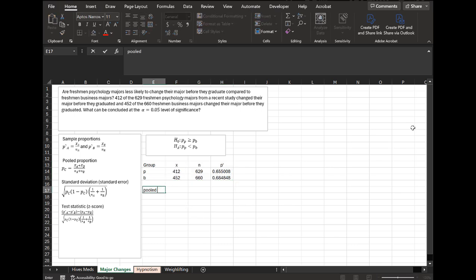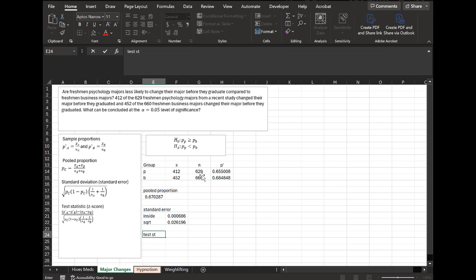Okay, so now I need my pooled proportion. I'm going to take my X's, don't forget your parentheses, divided by, don't forget your parentheses, your N's. Classic mistake is to forget the parentheses. For the standard error, you can either do this in one calculation or you could do the inside first. You take that pooled proportion times 1 minus the pooled proportion times 1 over the first N plus 1 over the second N, and then you can take the square root of all that. Totally fine if you did it all in one calculation.